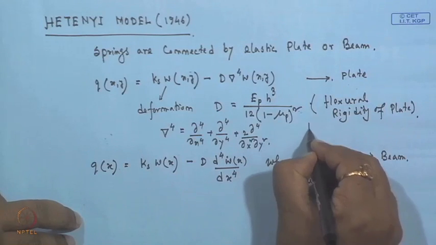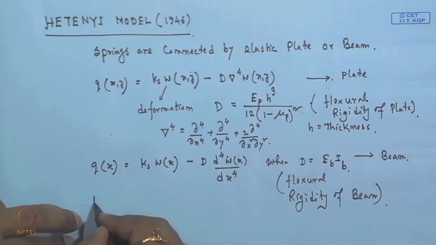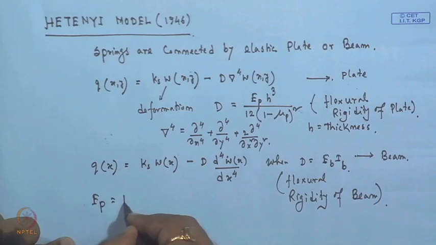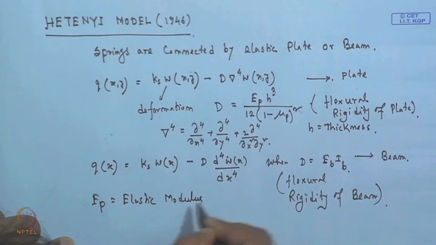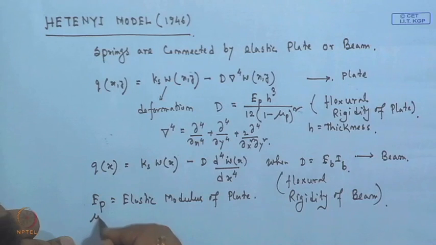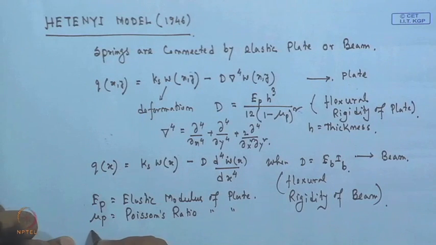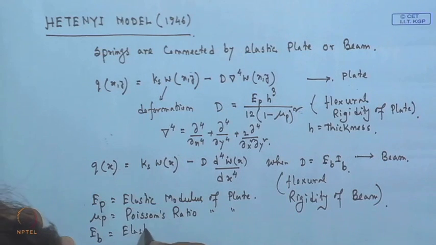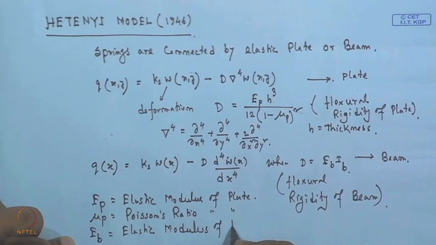So here h is the thickness, and E p is the elastic modulus of the plate, then mu p is the Poisson ratio of the plate. Similarly, E b is the elastic modulus of the beam.